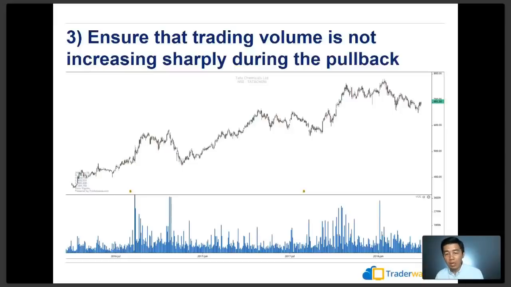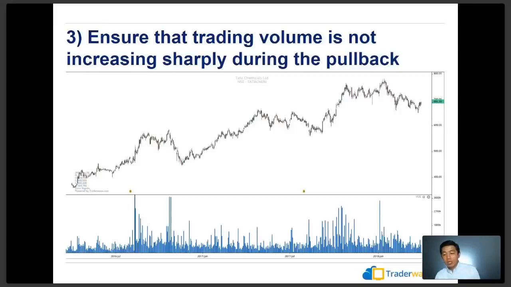So the next step I'll be looking at is when I look at the pullback that is happening, okay, I want to make sure that the volume hasn't actually increased sharply during the pullback. Because imagine this, if during the pullback you see the volume increasing, what does that tell you? It tells you that traders or the big boys or the big players could be attempting to liquidate, okay, a lot of shares during the pullback, which is not a good sign, because we don't want the big boys to be getting out during the pullback. Because if they are getting out, then who is going to support the price at those current levels and push it higher from there?